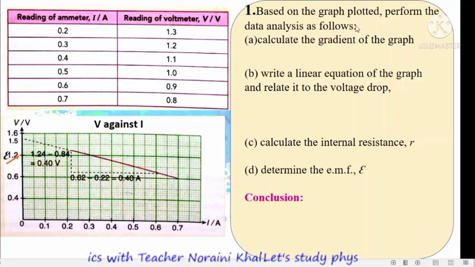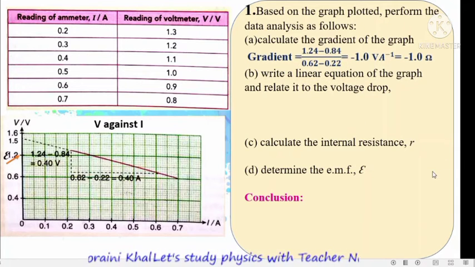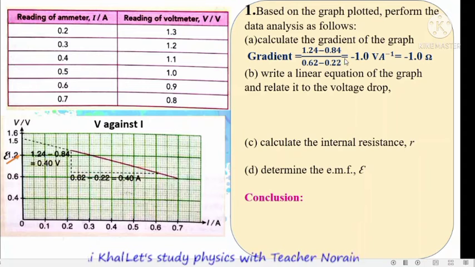Number 1, based on the graph plotted, perform data analysis. A, calculate the gradient of the graph. Draw a triangle below the line of the graph and calculate. So you will get gradient equals negative, 1.24 minus 0.84, divided by 0.62 minus 0.22. So we get negative 1.0 volt ampere to the power negative 1, equals negative 1 ohm. Write a linear equation of the graph to relate it to the voltage drop.